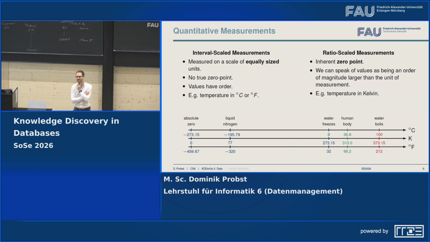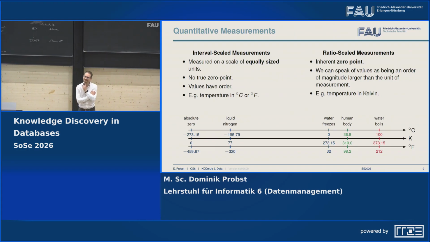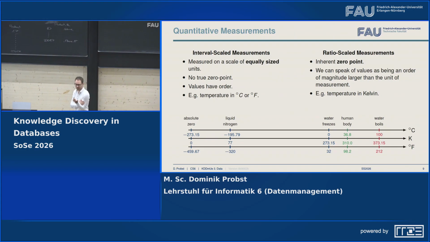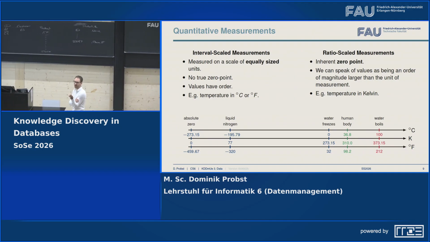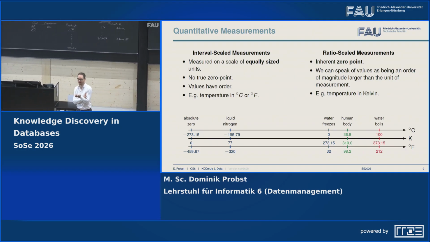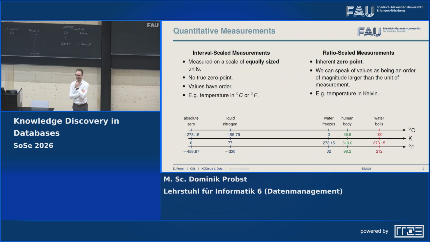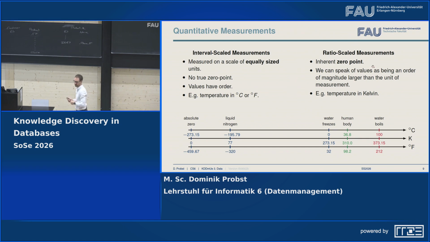Why? Because there is a 0 point. If we take a look at kilograms and pounds, normally we have an inherent 0 point. You can't weigh below 0 kilograms, grams, or pounds. That was the next example. So the inherent 0 point talks about being ratio scaled.